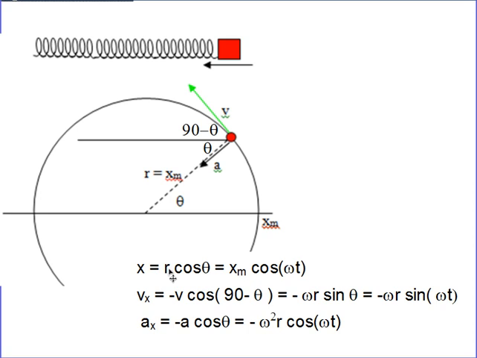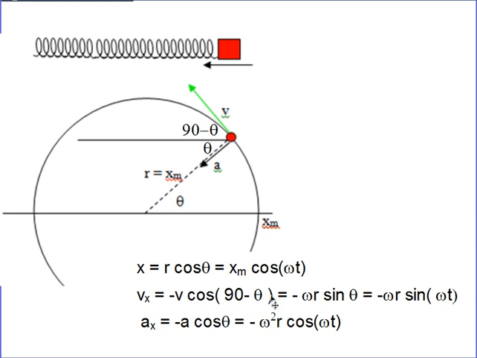Or we can, instead of radius, call that x max, and instead of theta, call it omega t, where omega would be angular velocity this time. And if we want to talk about the velocity that it has projected onto the x-axis, that's going to be its velocity. Notice it is going in a negative direction, and we're going to take the cosine of 90 minus theta to get the velocity projected here.